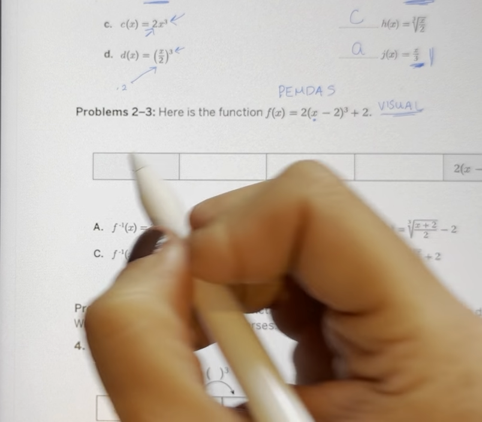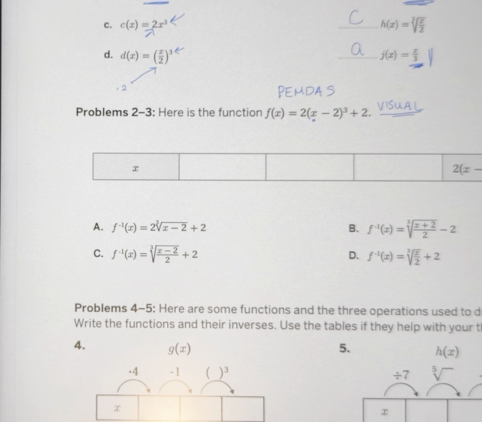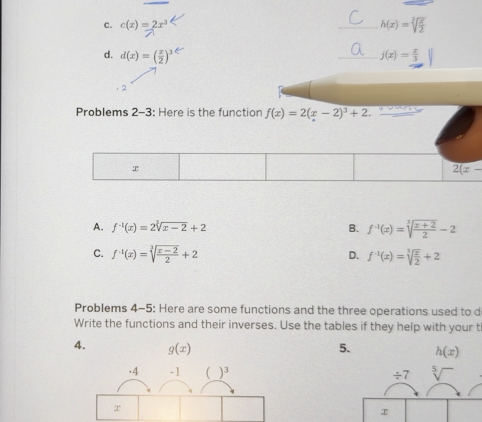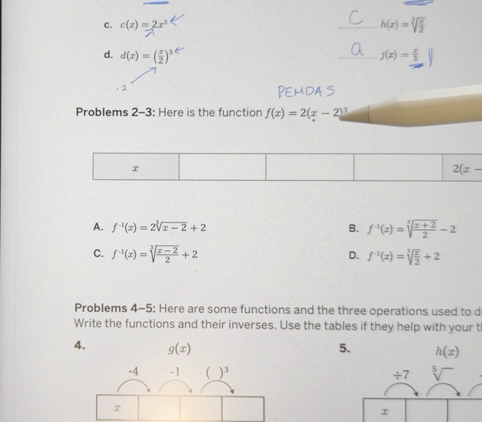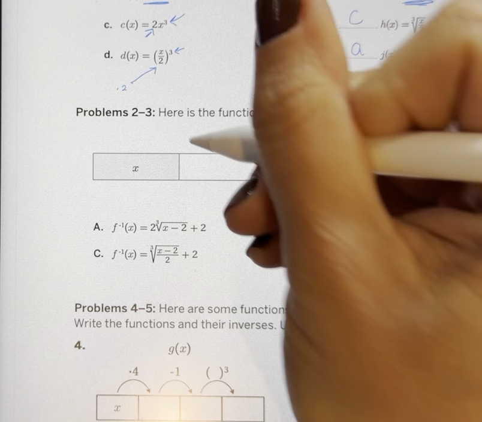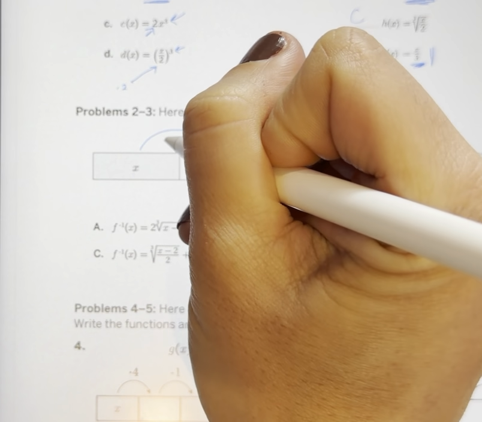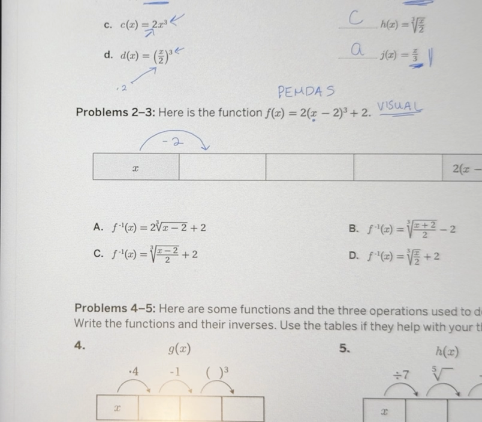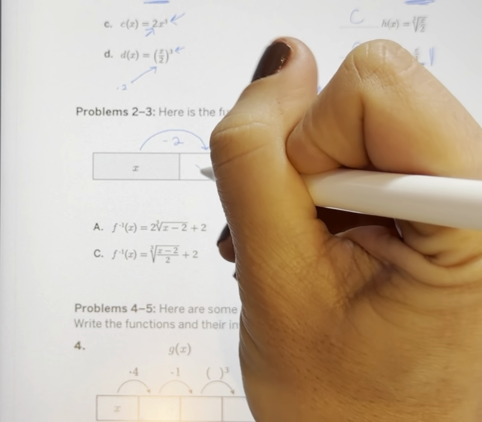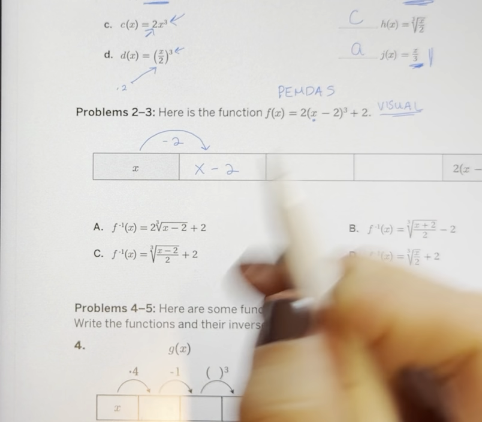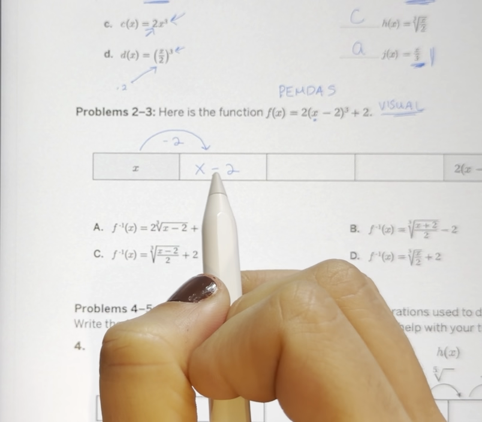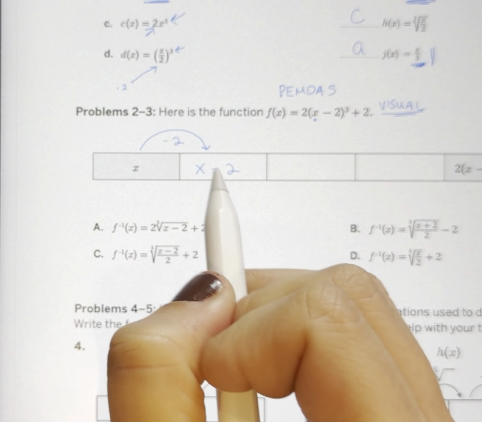Looking at the x, which is what I started with, the first thing that happens to x in my equation is that it goes minus 2. If you use PEMDAS, PEMDAS would tell you, look inside the parentheses, and you would see, okay, minus 2. So this x went whoop, minus 2, and it became x minus 2. You're going to take the previous step, which you had, and then do this to it.